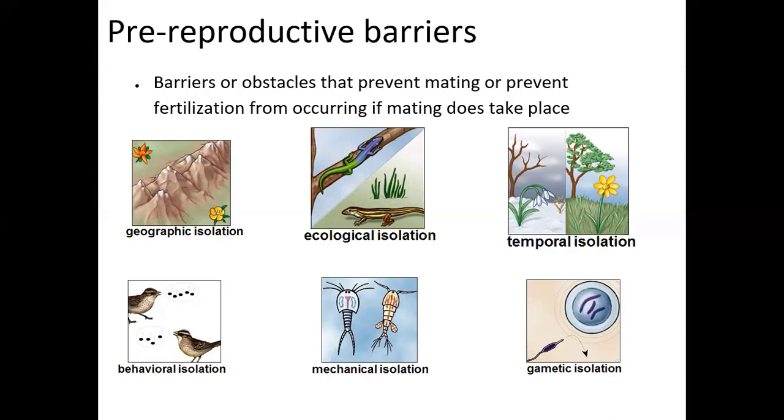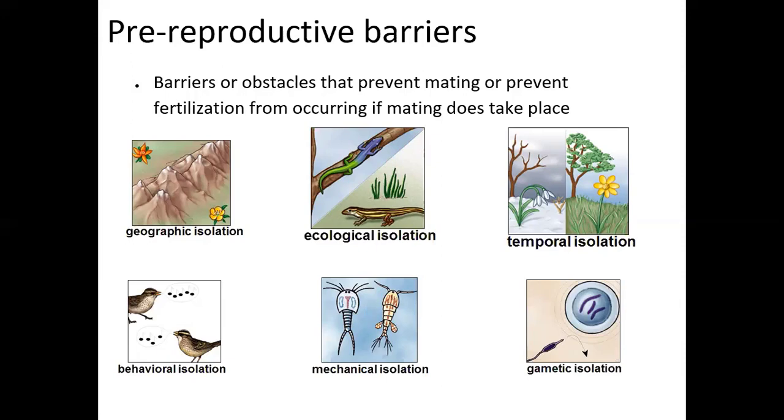And then gametic isolation. Say you are able to mate, all of these things go well, but the spermatozoa can't join with the egg in that species for whatever reason. Could be chromosomal differences, could be differences in the, I should say, membrane and what can get into the membrane. If that doesn't work, then you have a barrier. These are called pre-reproductive barriers or pre-zygotic barriers, meaning they all keep a zygote, a fertilized egg, from being formed, and they lead to speciation that way.